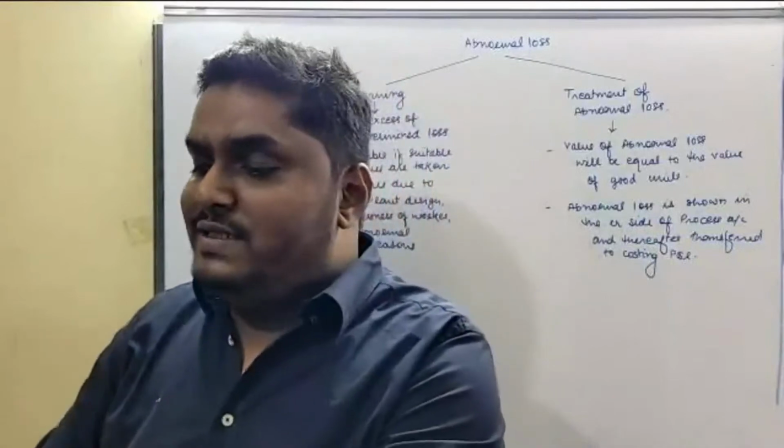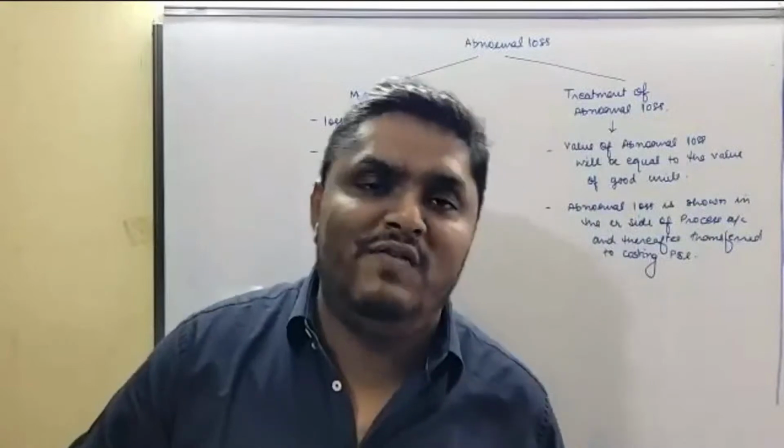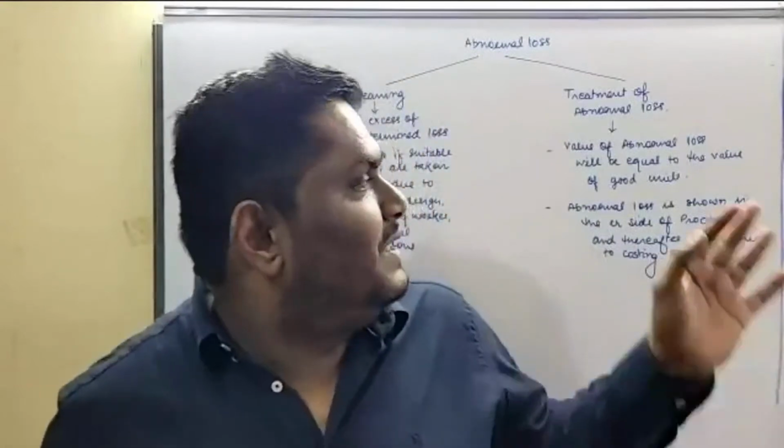Further, there is a query from Abdul sir. What if insurance compensation is received? It will form part of costing P&L. Nothing to do with process account. So what is abnormal loss?